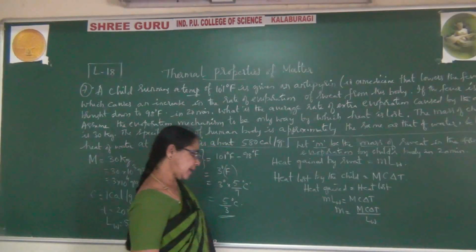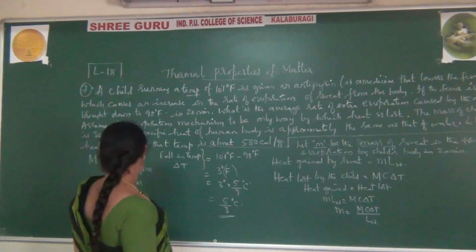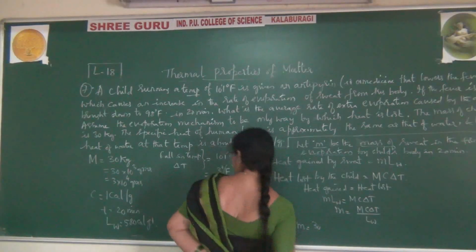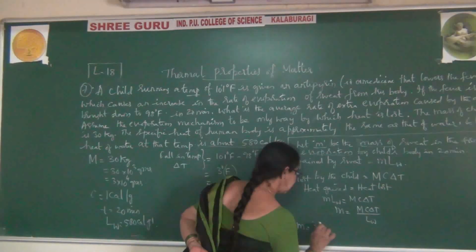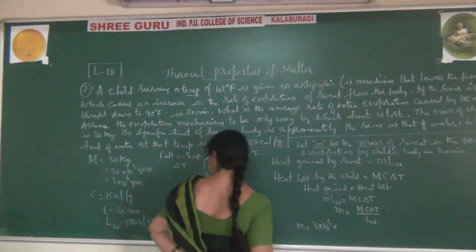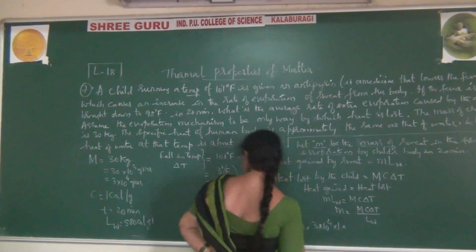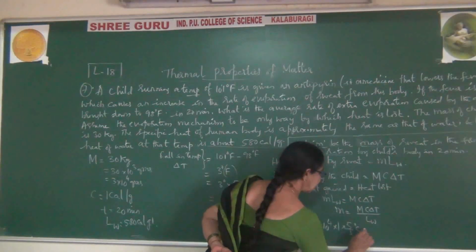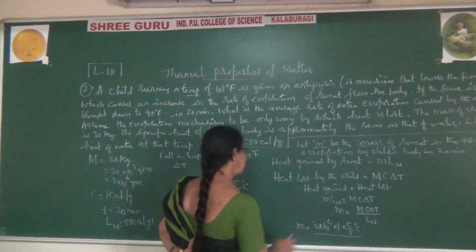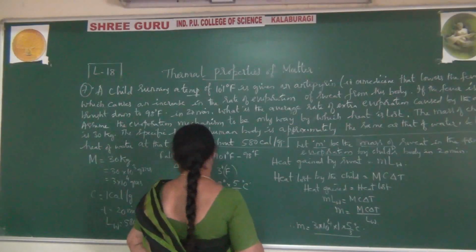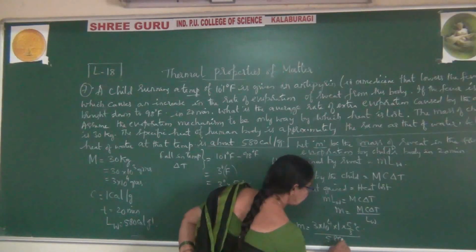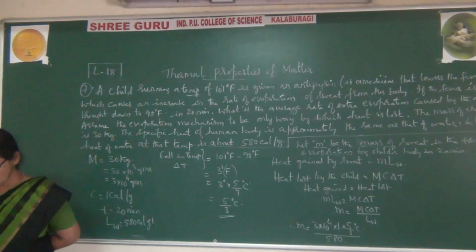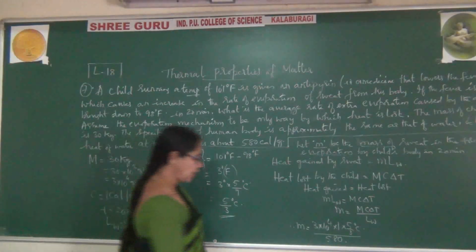Now how to calculate this answer? Capital M is already given. Therefore, small m is equal to 3 into 10 raised to 4. What is C? C is 1 calorie. What is delta T? Rise in temperature. This is 5 by 3 degrees centigrade divided by LW. LW is 580 calorie per gram. So substituting all this, you get small m, that small m is 86.2 grams.